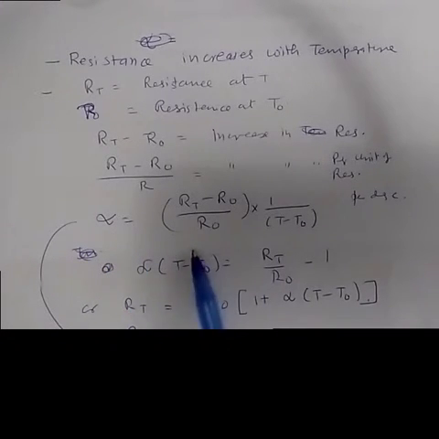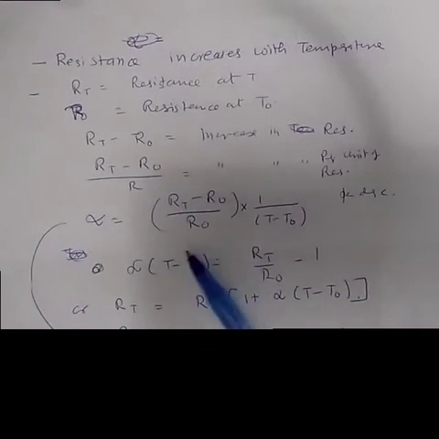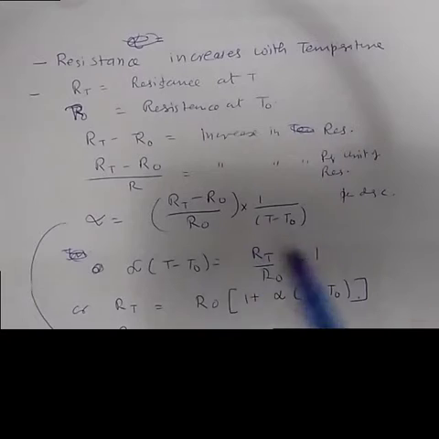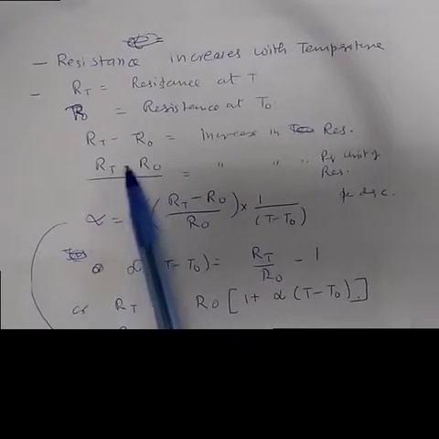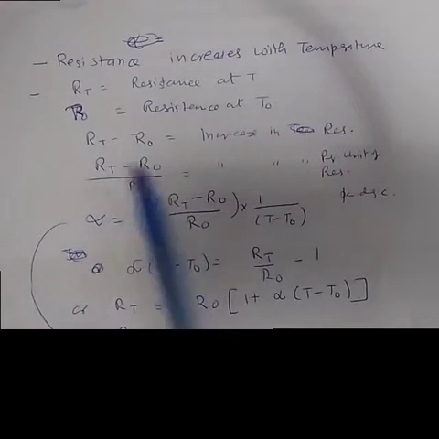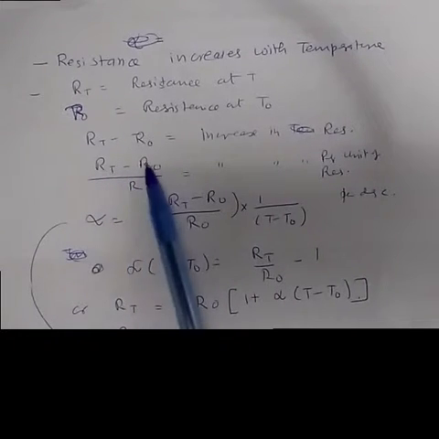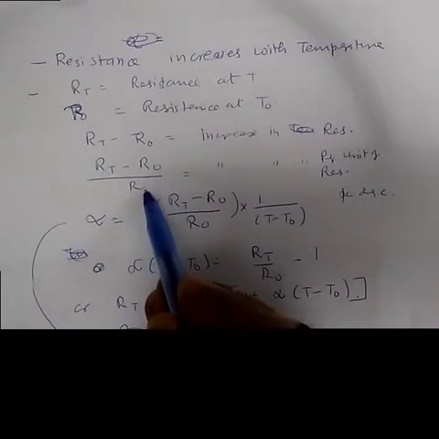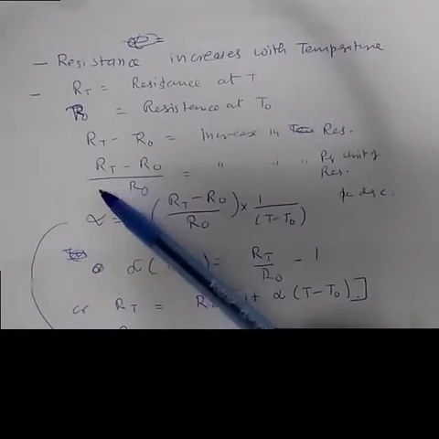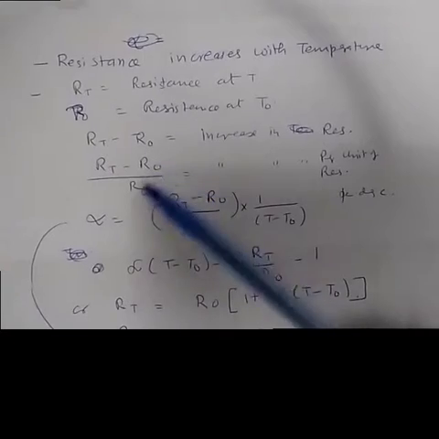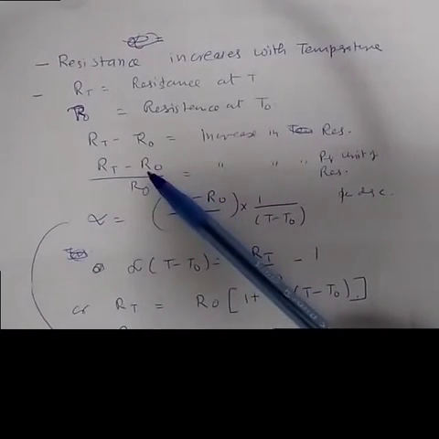don't need to memorize it. If you follow the way it is being done, it will be very easy to write it down and you don't need to memorize. That is what I am trying to do. RT minus R0 is the increase in the resistance because of the increase in the temperature. So RT minus R0 divided by R0 will be the relative increase in the resistance. What is the increase in the resistance value for 1 ohm of the resistance? That becomes the relative increase in the resistance value.